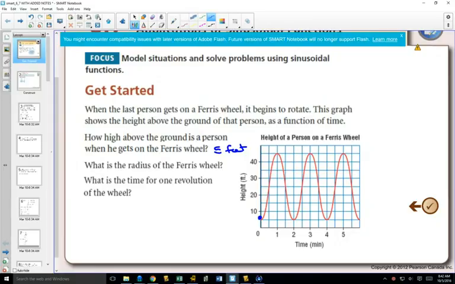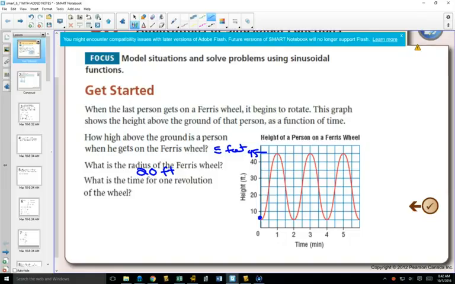What is the radius of the Ferris wheel? 20 feet. How did you figure that out? So it goes all the way up to 45, and so that means the diameter would be 40 feet. So the amplitude is going to be the radius. Excellent.